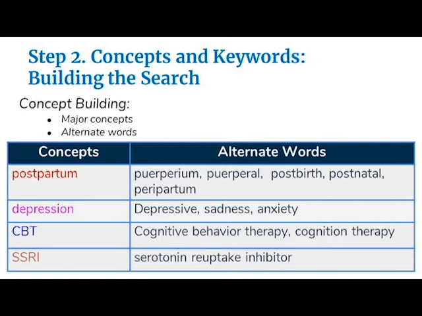Depression. We're looking at depressive, sadness, anxiety, all those aspects that could define depression for us. CBT. I could use the short form and just use CBT for the search. That would be helpful. Cognitive behavior therapy, cognition therapy. There may be others I have not investigated. I need to investigate the terminology, maybe do some searches on just CBT to see how else it is referred to. Then we have SSRI. We know that means serotonin reuptake inhibitor.